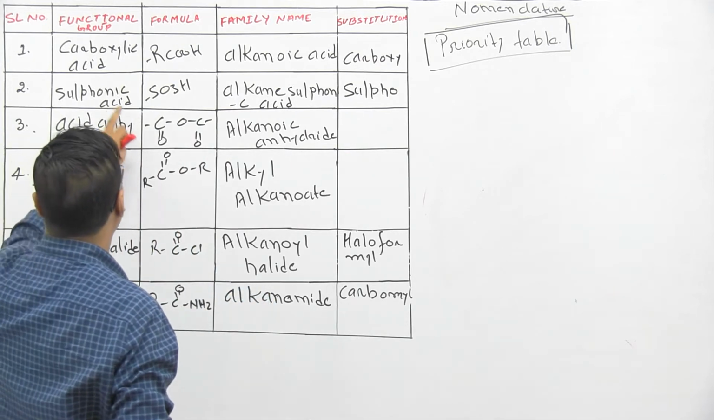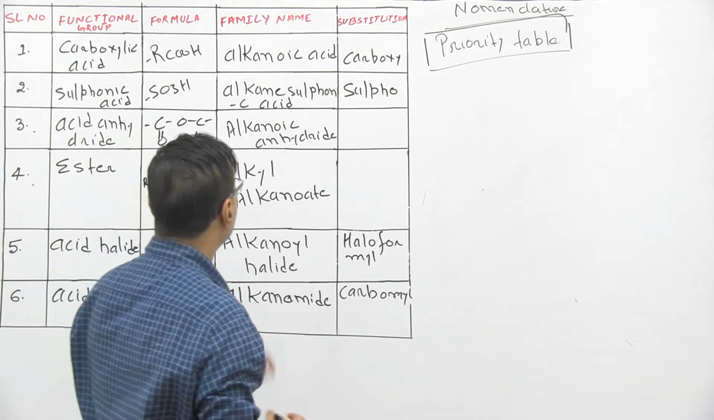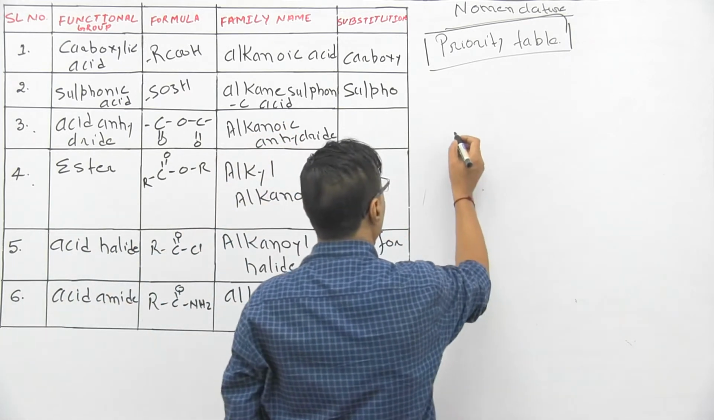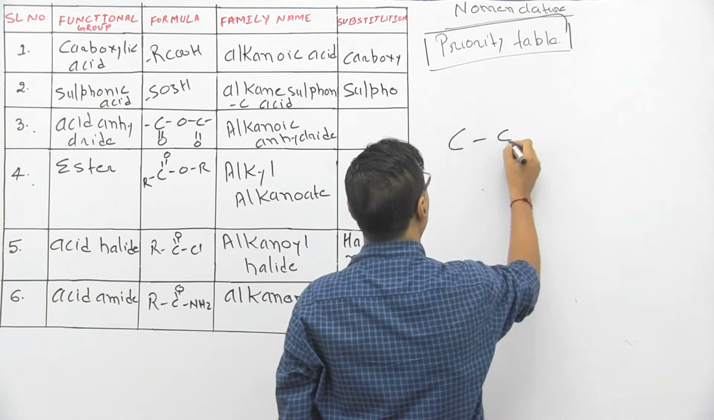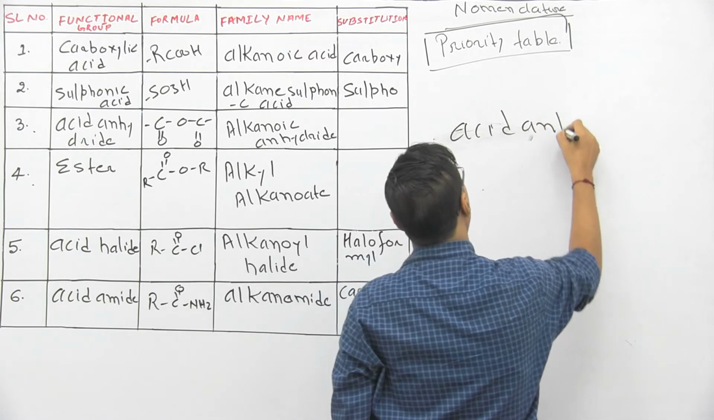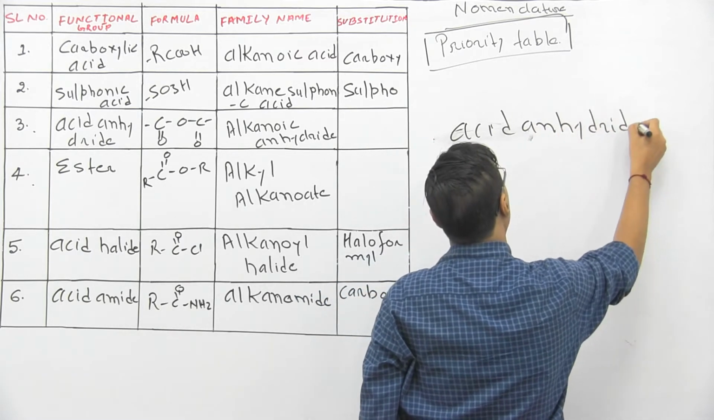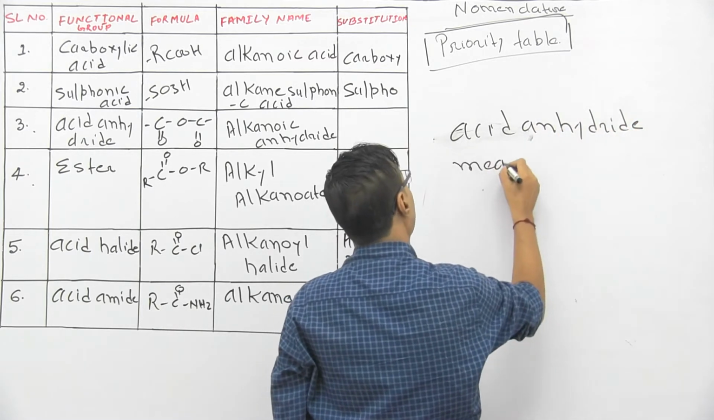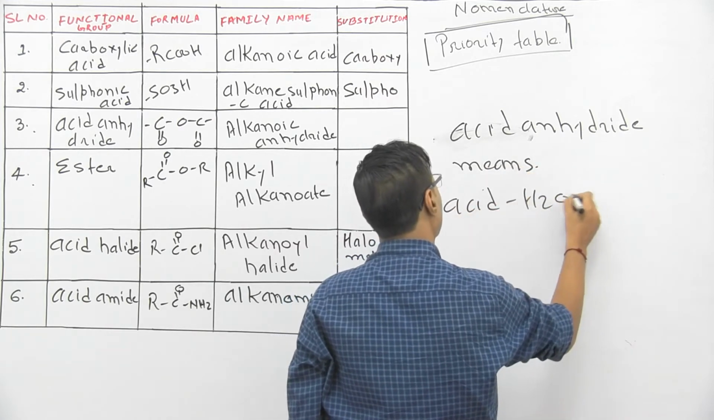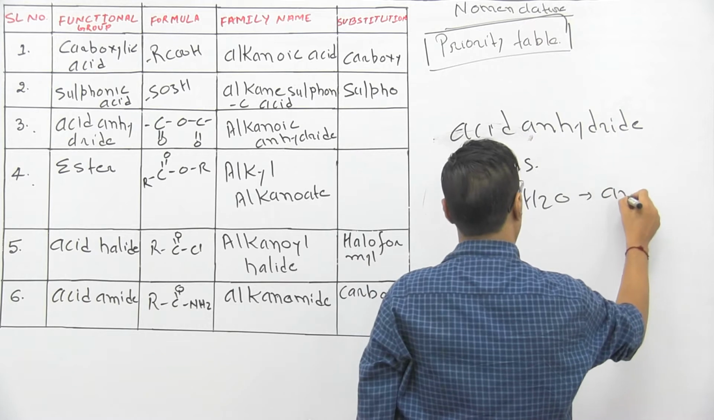This acid anhydride, this is written as alkanoic anhydride. So how it is alkanoic anhydride? See here, acid anhydride means acid minus water, it's an anhydride.